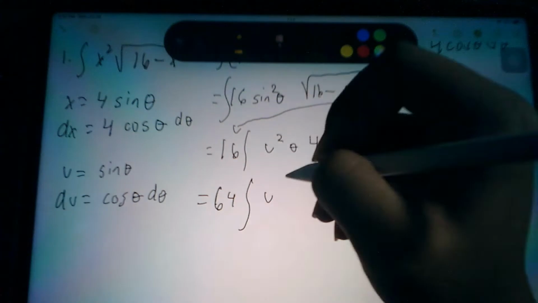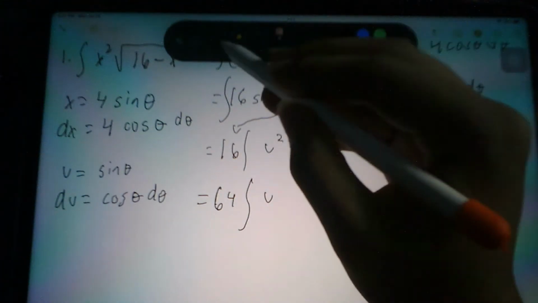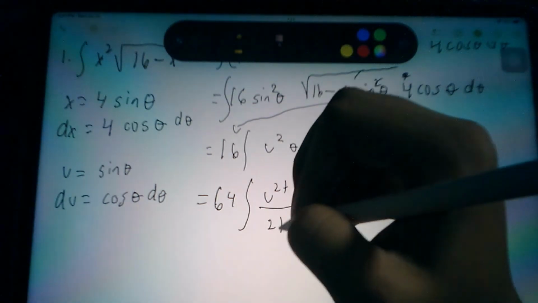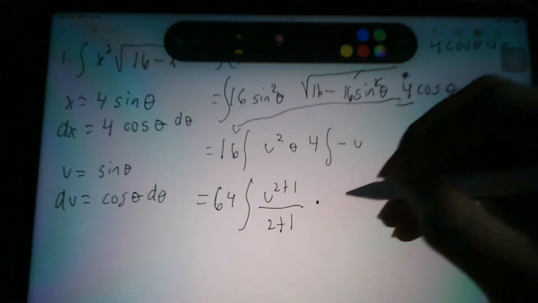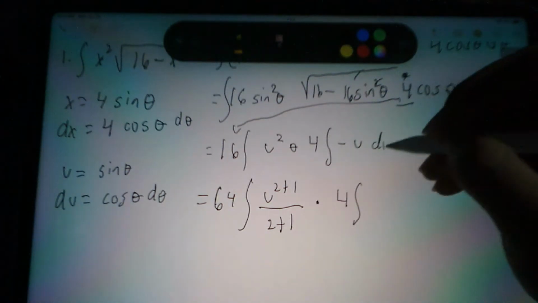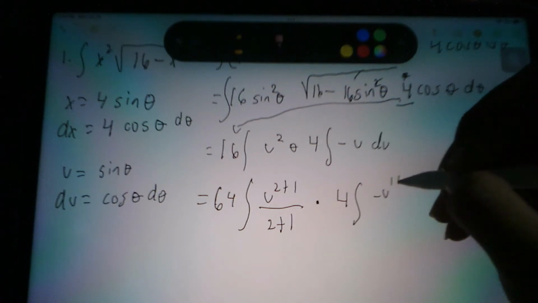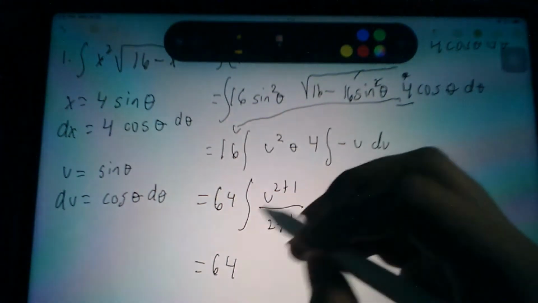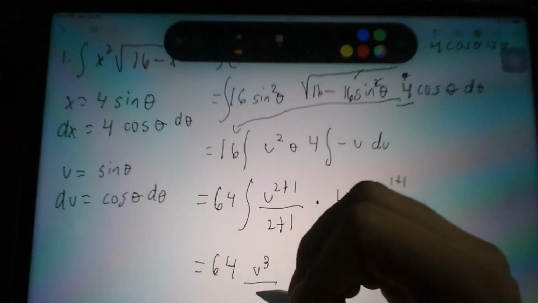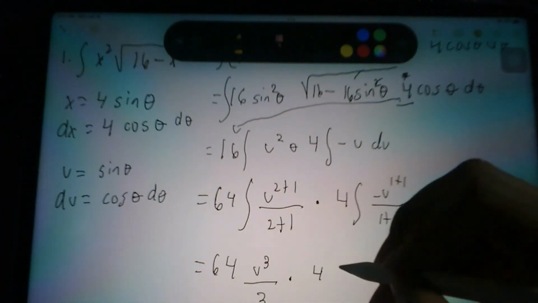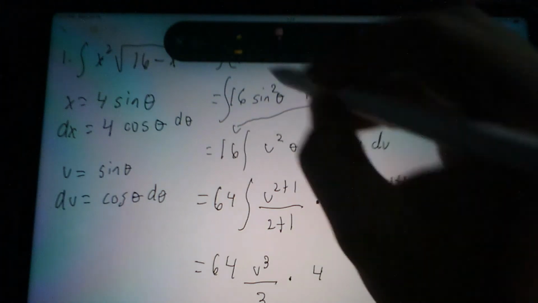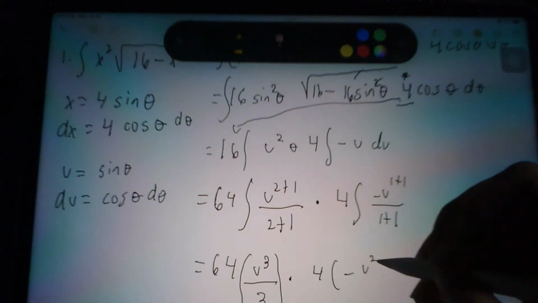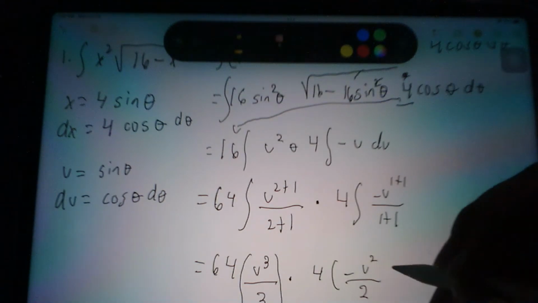Integral of u squared plus 1 over 2 plus 1 times, for the integral of negative u, 1 plus 1 over 1 plus 1. This will become 64 u cubed over 3 times 4. The integral of this is just equal to negative u squared over 2 plus c.